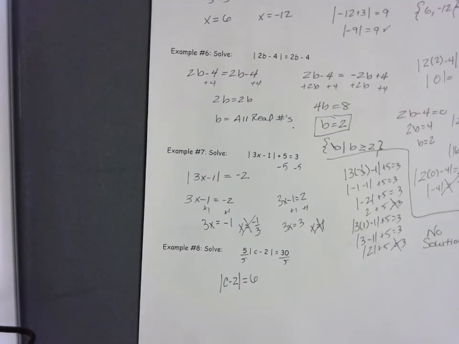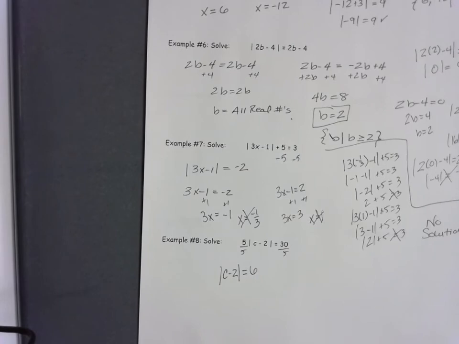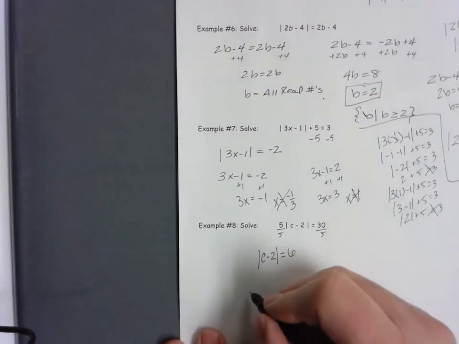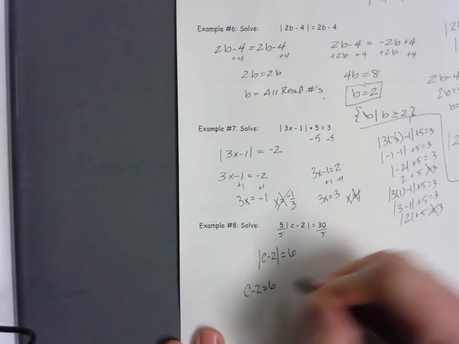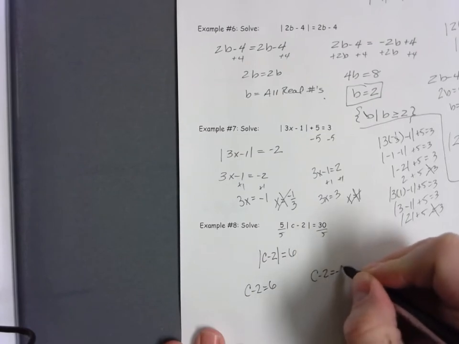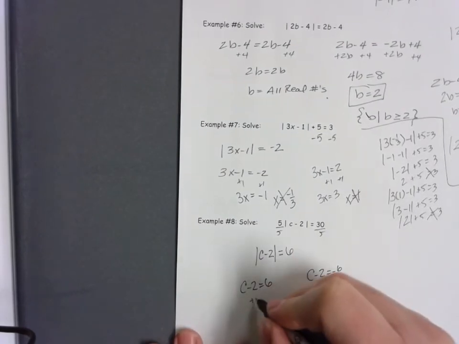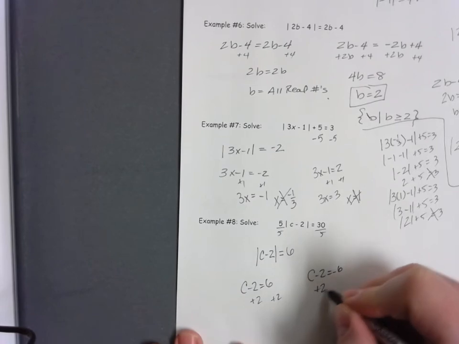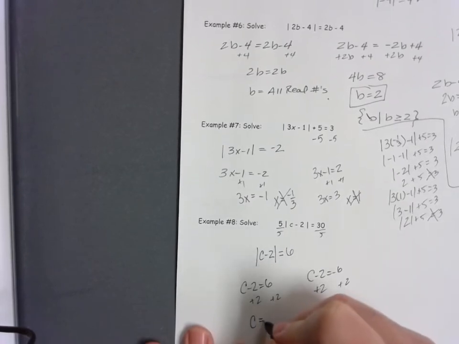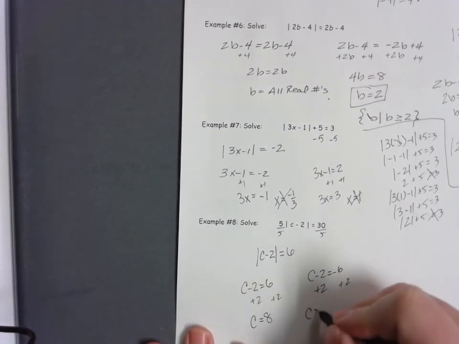Well, this looks much more like the other examples in line with what we've done previously. So what happens now is you get c minus 2 equals 6, and c minus 2 equals negative 6. Add 2, add 2. And you're left with c equals 8, and c equals negative 4.